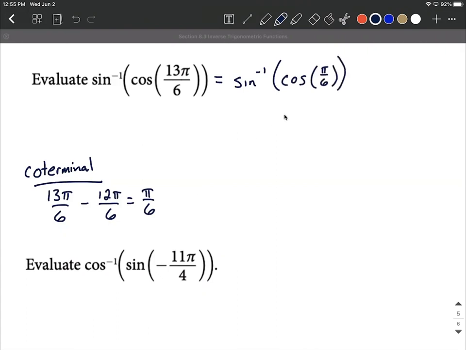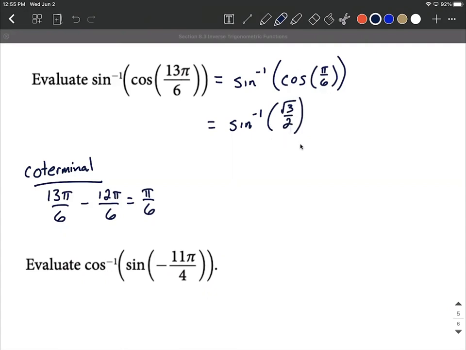This may be a good time to pull out our cofunction identities, if you choose to go that way, and rewrite what's on the inside in terms of sine. Instead, I know I can evaluate cosine of pi over 6 pretty easily. Pi over 6 is a nice angle. That's the same thing as sine inverse, bringing that along from the outside, and evaluating cosine of pi over 6 gives the square root of 3 over 2.